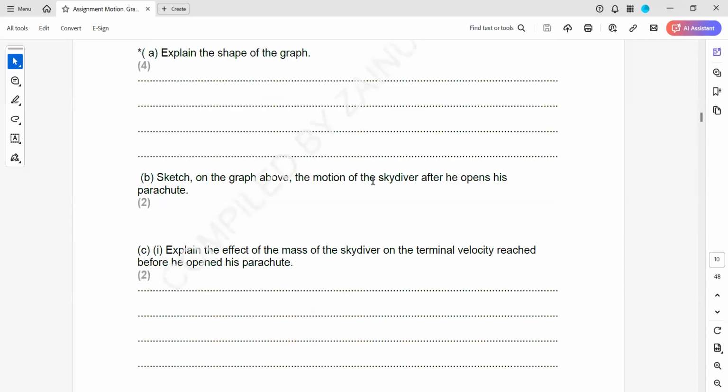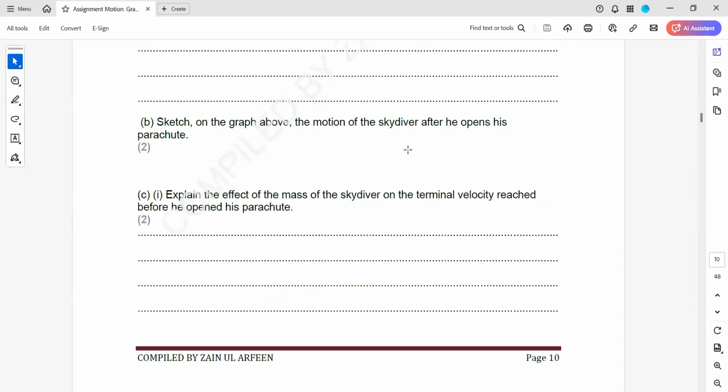C1. Explain the effect of the mass of a skydiver on the terminal velocity before he opened the parachute. The resistive force depends on the speed as well. If I drew a graph negative first, then positive, it will still be correct. You will not lose a mark.